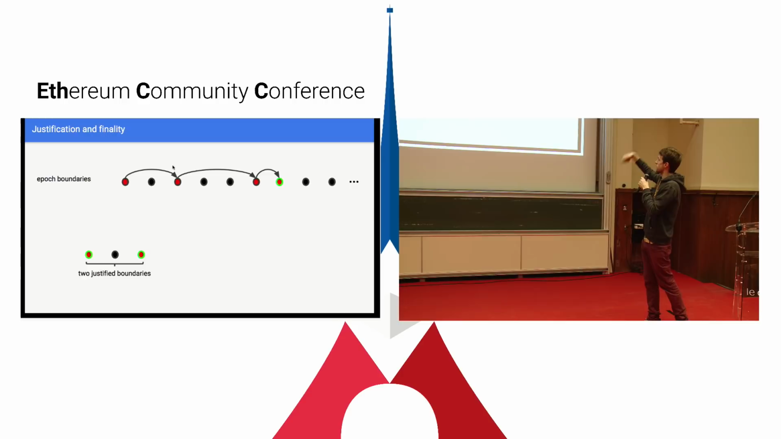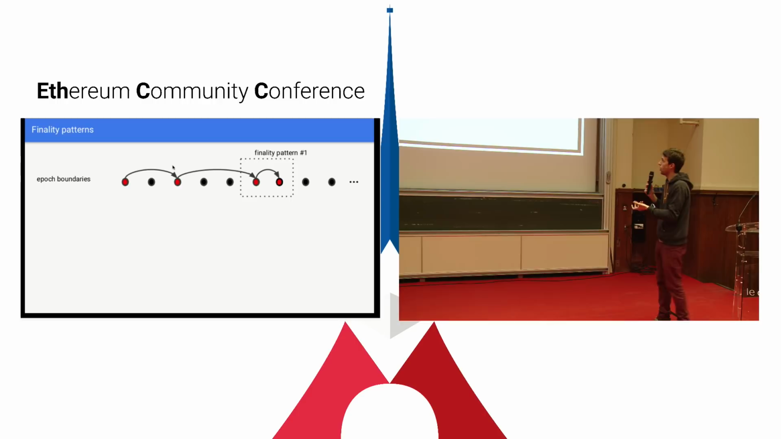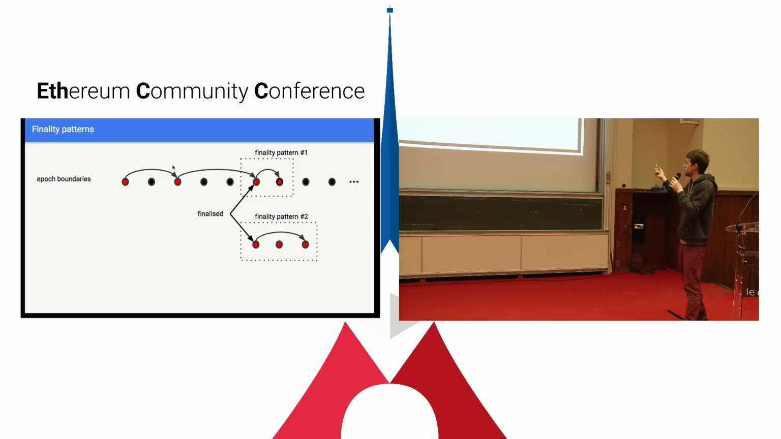I'll skip over this. And then you have the finalization process, which is basically pattern matching on the justification. So when you have two red dots in a row, which is two justified epoch boundaries, then the first one is going to be deemed to be finalized. I can skip over this, but basically we have a generalized version of the finality gadget where we actually have two finality patterns, and this is the other one.